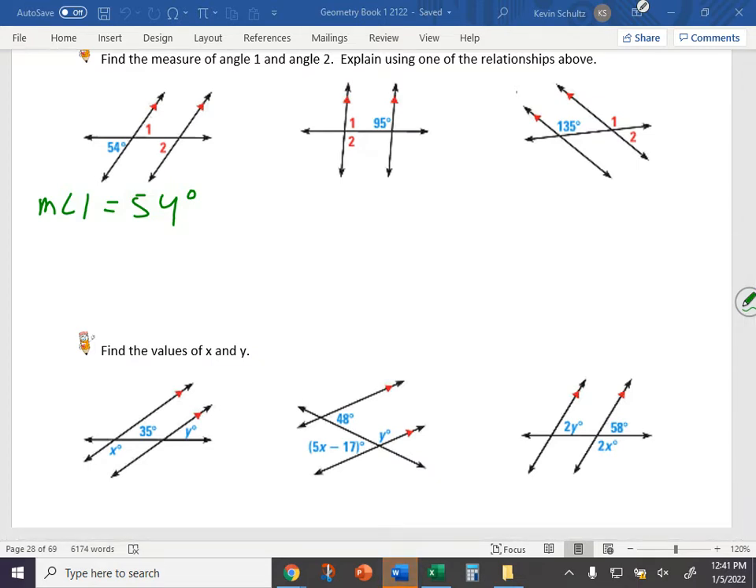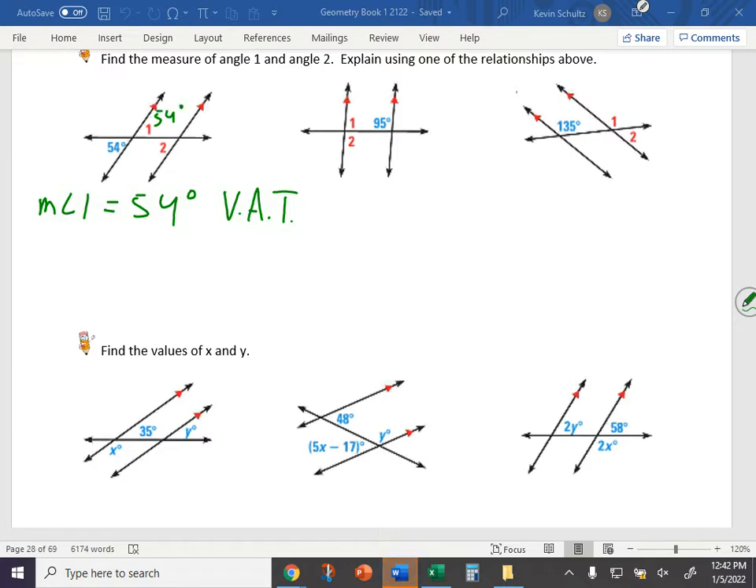And we didn't use one of the relationships above to show that, right? Because angle 1 is at the same vertex as our given angle. How do we know that angle 1 is also 54? What other tool in your toolbox can you use, Joe? Vertical angles. Good. The vertical angles theorem, or just VA, or vertical angles, or whatever you want to write.